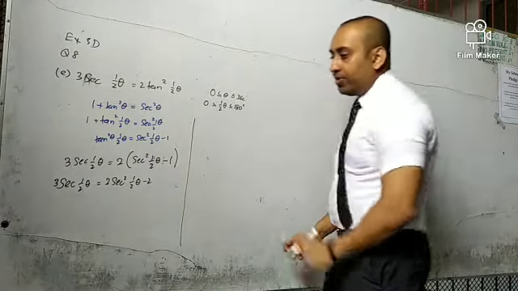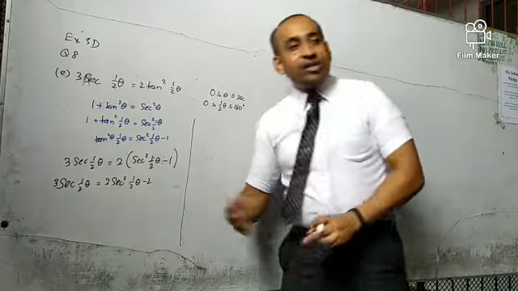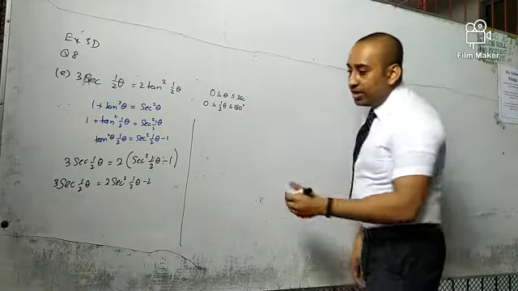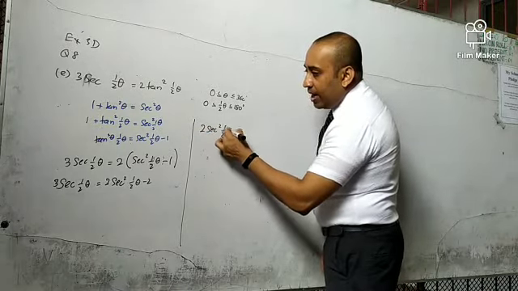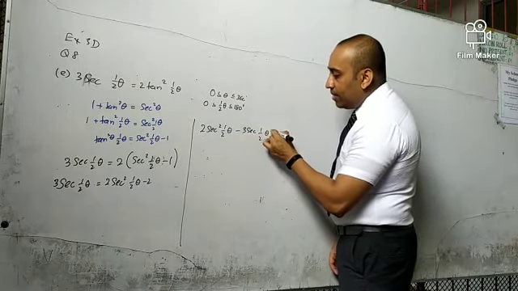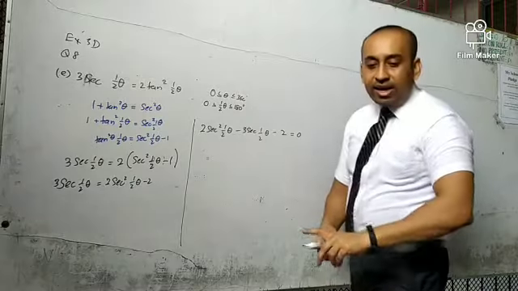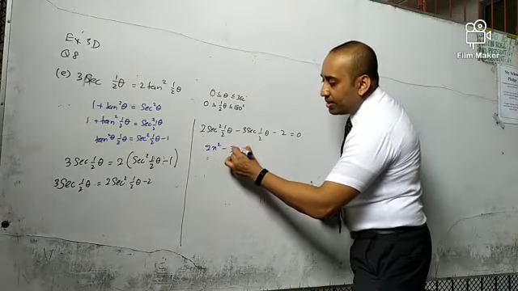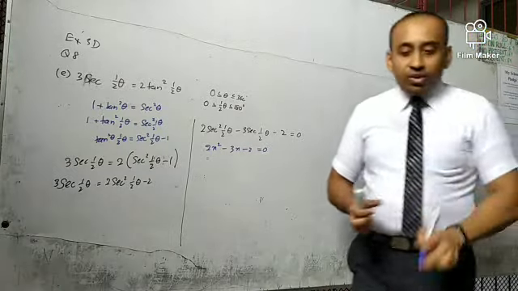Now let's go further. If you bring this 3 sec half a theta to this side, you get a complete quadratic equation: 2 sec squared half a theta minus 3 sec half a theta minus 2 equals to 0. This is just like the equation 2x squared minus 3x minus 2 equals to 0.